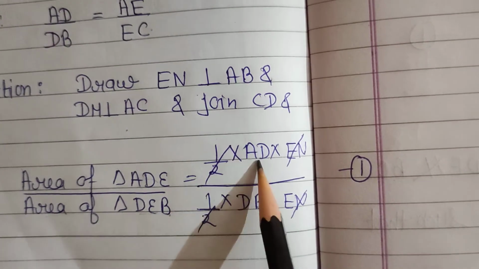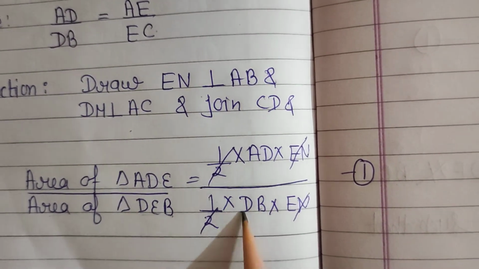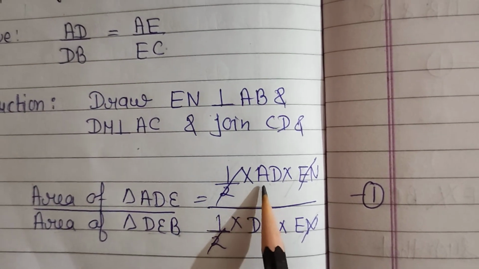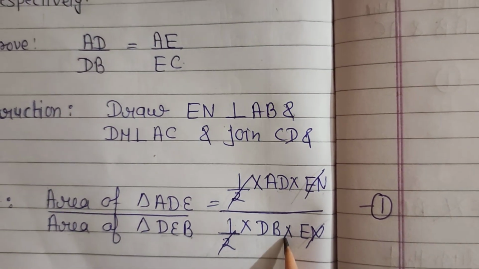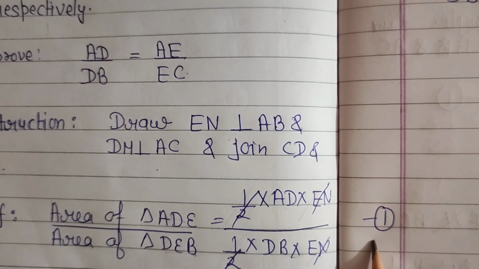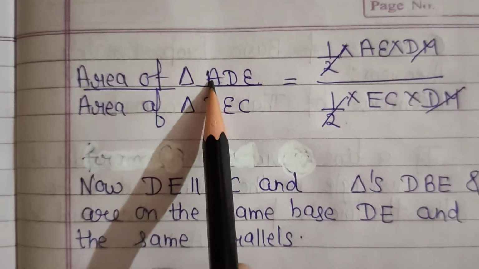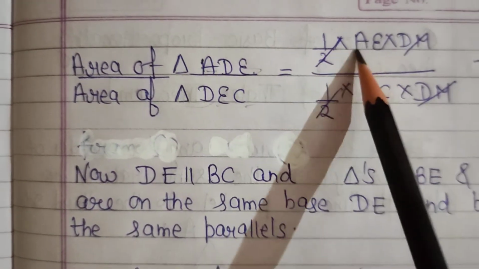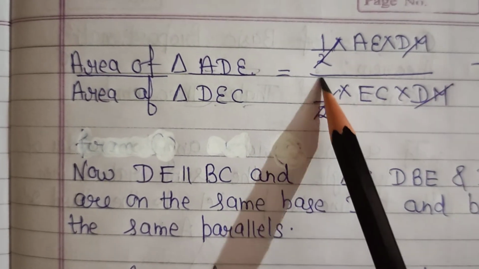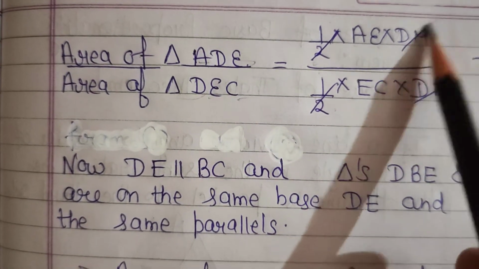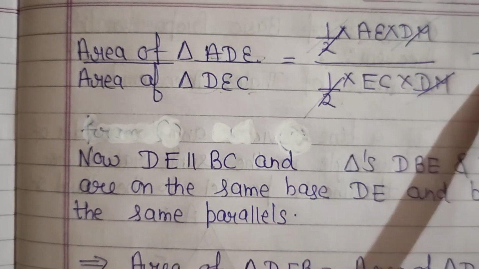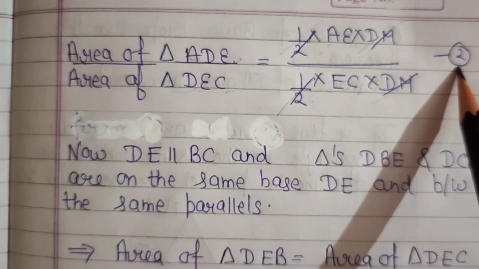Now for the proof, I have written area of triangle ADE by area of triangle DEB, which is equal to 1 by 2 into AD into EN over 1 by 2 into DB into EN. EN cancels out, 1 by 2, 1 by 2. So we are left with AD by DB, and I have taken it as equation 1. Similarly, I have taken the ratio of the areas of triangle ADE and triangle DEC: 1 by 2 into AE into DM over 1 by 2 into EC into DM. DM and DM cancel out, 1 by 2, 1 by 2. Here we get AE by EC. This I have taken as equation 2.